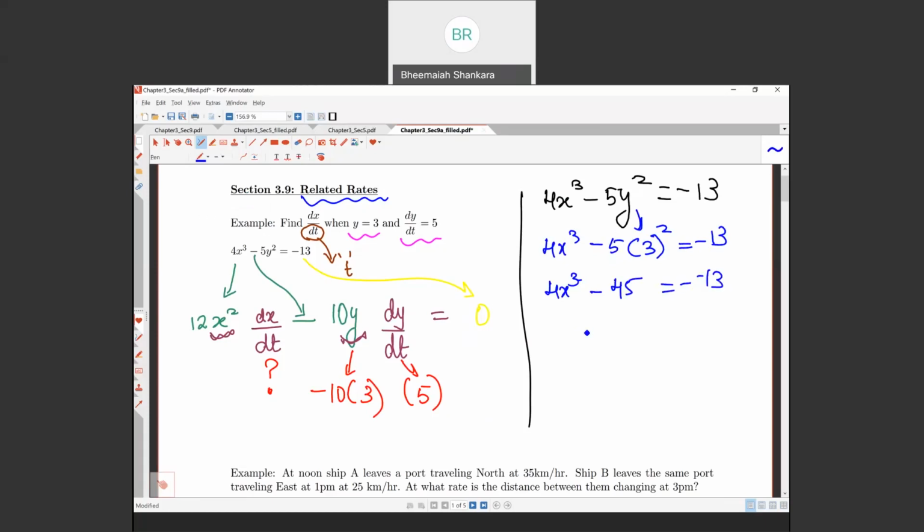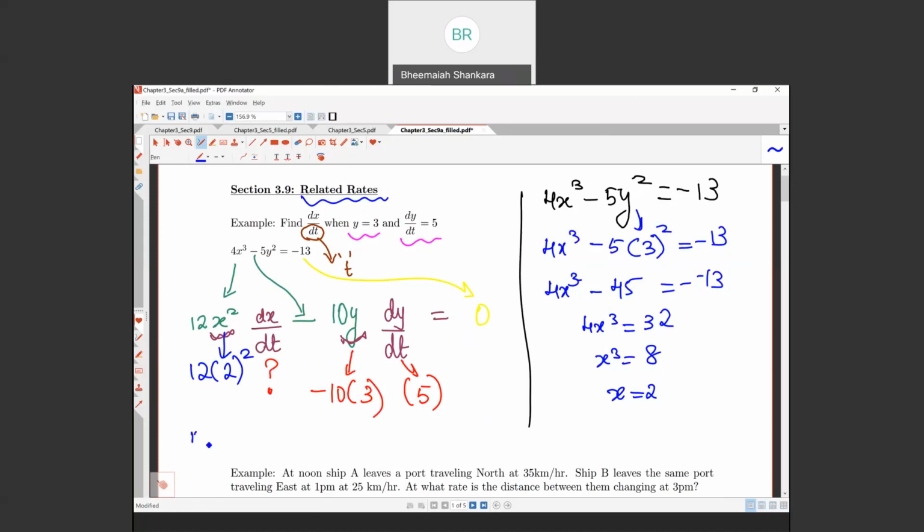I'm going to add a positive 45 on both sides. So I get 32 on the right hand side. I'm going to divide by 4, so I have an 8. So this is actually a cubic term, so x cubed is 8, which means x is 2. I'm going to bring the 2 value here and then plug in for x squared. So this becomes 2 squared. So I have just one unknown in this equation, which is dx over dt, and I solve for it.